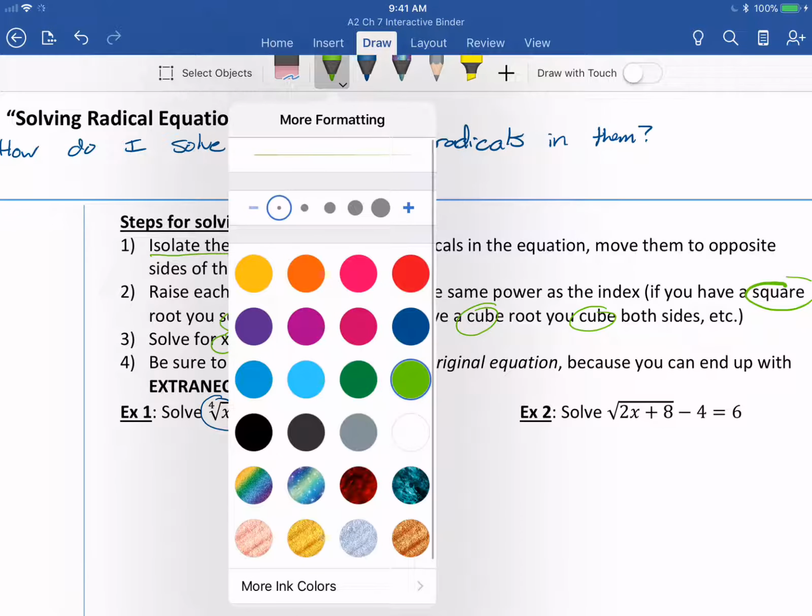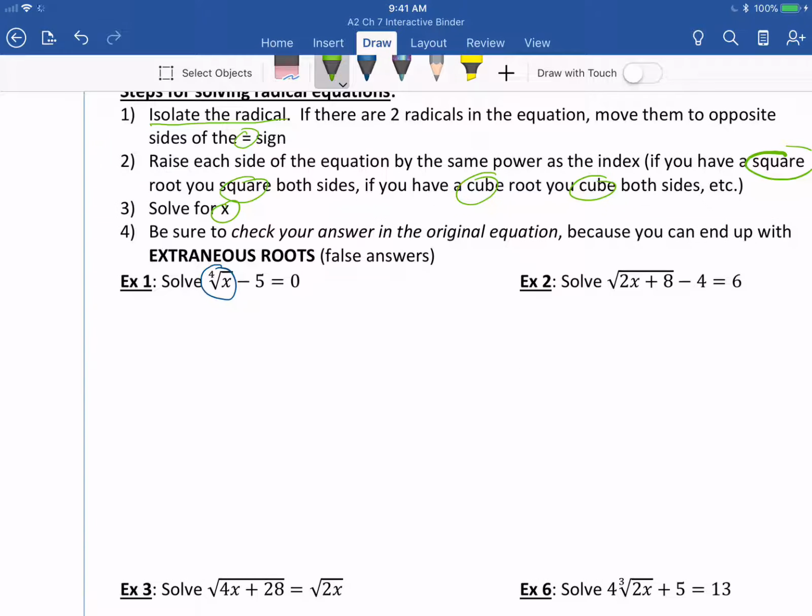So number one, we have to solve this. I have to get the fourth root of x all by itself. So how do I get that all by itself? I add that 5 over. 0 plus 5 is obviously just 5. So I have the fourth root of x equals 5. Now here is the new part for today. How do I get this fourth root out of here? I have to raise each side to the fourth power, because this fourth and that fourth root cancel each other out. So now I have x equals 5 to the fourth power, which is 625. Awesome, perfect.